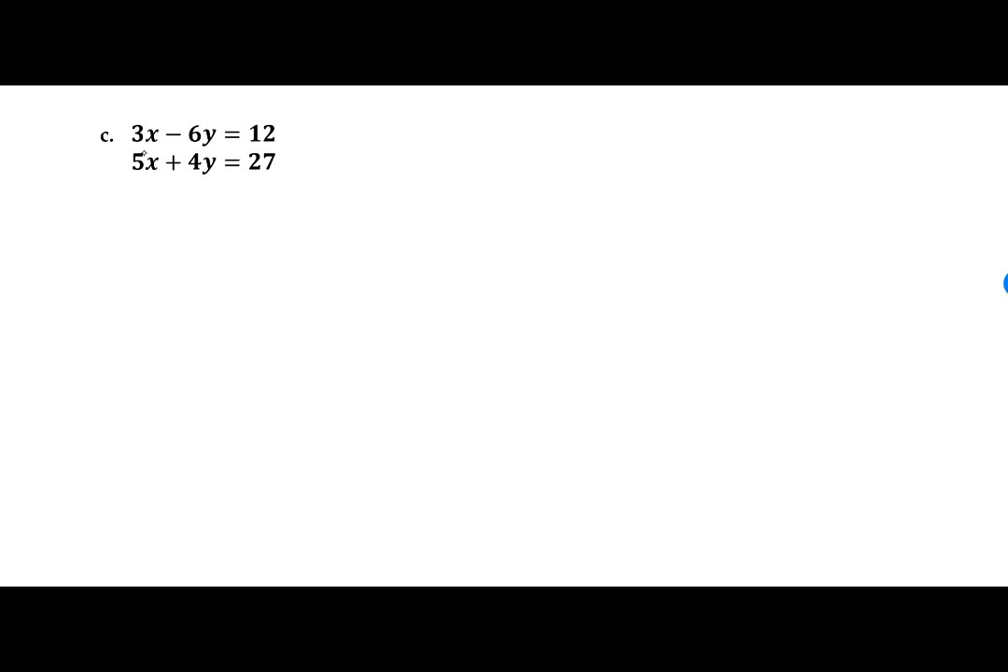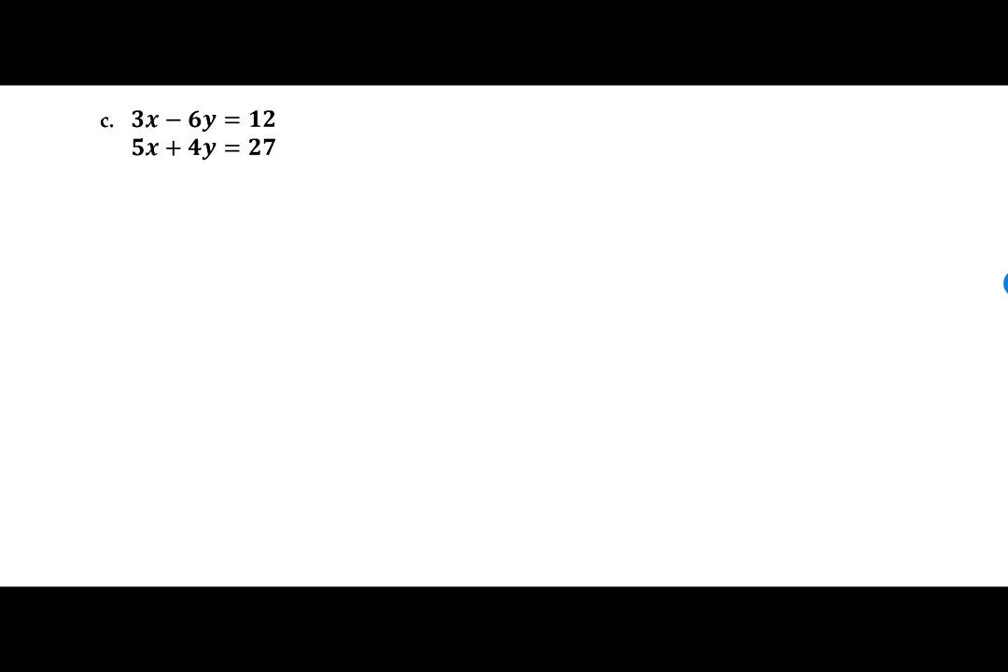And the third and final problem I want to do in this video, problem C. Well, we can't multiply one of the equations by a number, or at least by a whole number, to make one of the variables equal and opposite. But that's fine because we can multiply both equations.